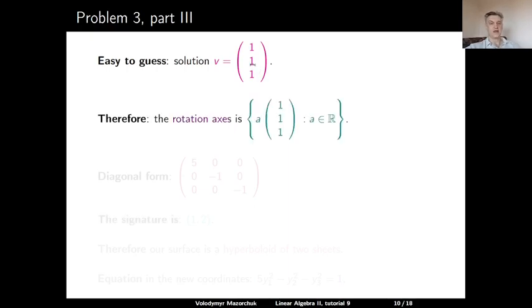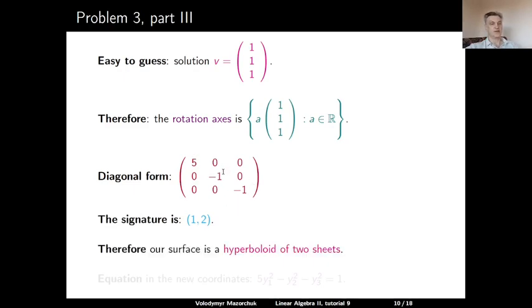And therefore the rotation axis is a line which is spanned by this vector. So the rotation axis for our surface is a line a times 1, 1, 1, where a is a real number. So the diagonal form: we know that we have one eigenvalue 5 with multiplicity 1, and the second eigenvalue minus 1 with multiplicity 2. The diagonal form for the matrix of our quadratic form is the matrix with 5, minus 1, and minus 1 on the main diagonal. So the signature is 1, 2: 1 positive, 2 negative eigenvalues.